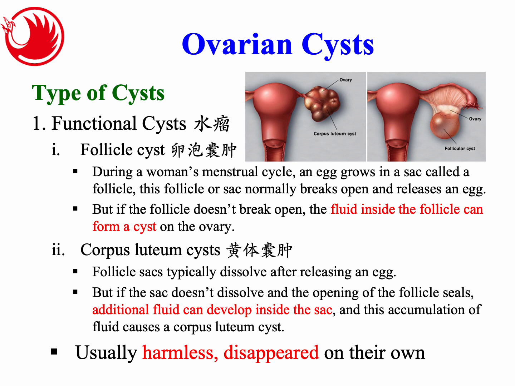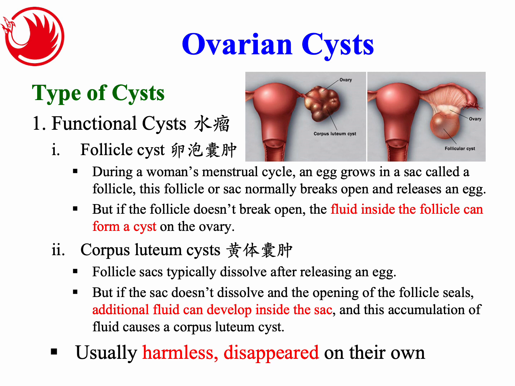Follicle cyst: during a woman's menstrual cycle, an egg grows inside a sac called a follicle. This sac is located inside the ovary. In most cases, this follicle breaks open and releases an egg. But if the follicle doesn't break open, the fluid inside the follicle can form a cyst on the ovary.